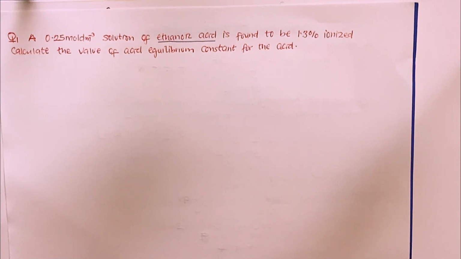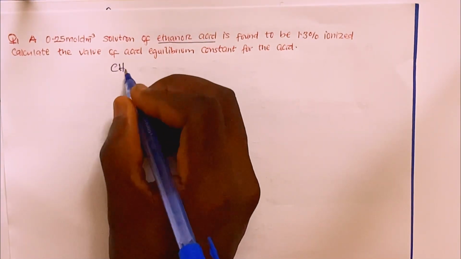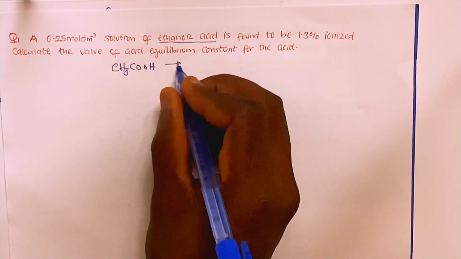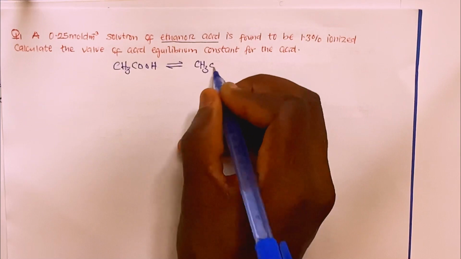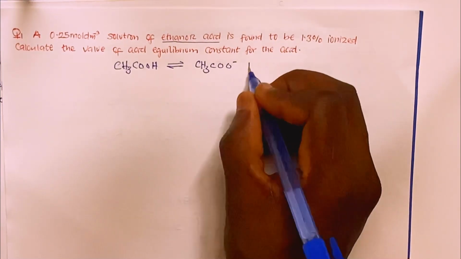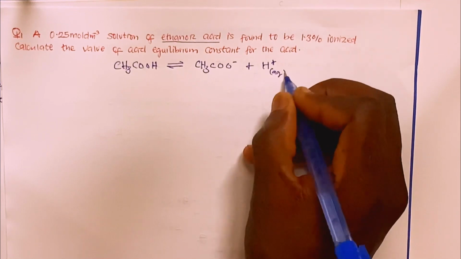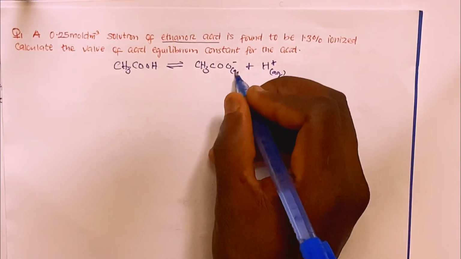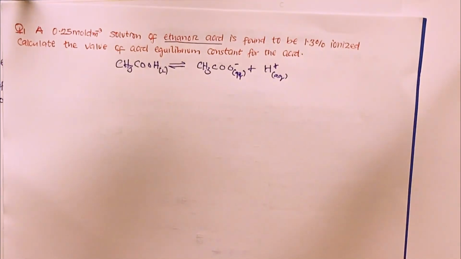Calculate the value of the acid equilibrium constant for the acid. Now looking at this, my ethanoic acid, that's CH3COOH. If it undergoes our dissociation reaction, it's going to give CH3COO minus plus H plus, which is the hydrogen ion and also the acetate ion. They are in aqueous solution, and this is my liquid, which is the electrolyte.